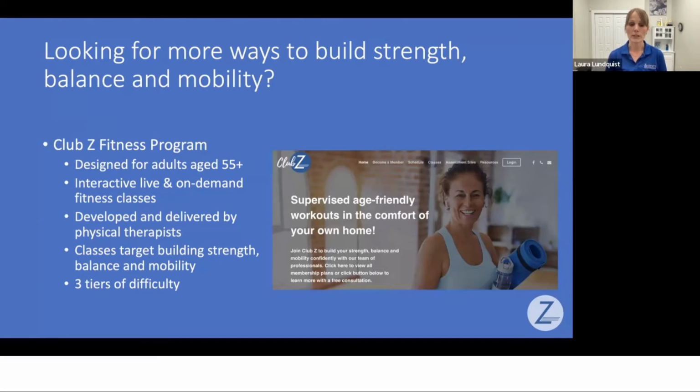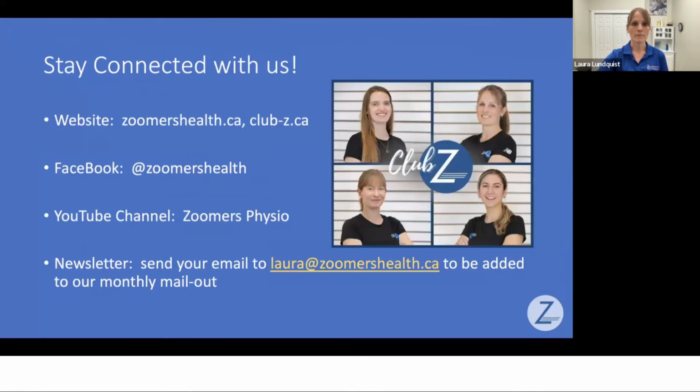And all of our classes really target building those 3 pillars: strength, balance, and mobility. And we've got different tiers of difficulty. Some classes that go to the floor, some classes that are all in standing, some classes that include jump squats. So it all depends on what your level of fitness is. We really do have something there that can be helpful for most people. So just another way, another tool in fall prevention. We've got to be thinking about how can we optimize strength, balance, and mobility.